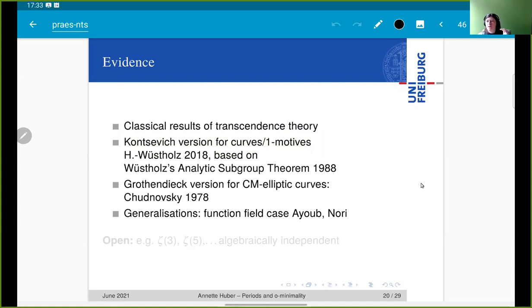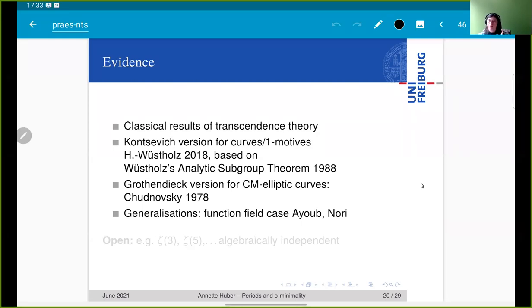The Kontsevich version of the period conjecture holds for periods coming from algebraic curves. So that's the one-dimensional case. Or if you like, the period conjecture for one-motives holds. This was worked out by Gisbert Wüstholz and myself. And the really big input into this is the analytic subgroup theorem of Gisbert proved quite a while ago.